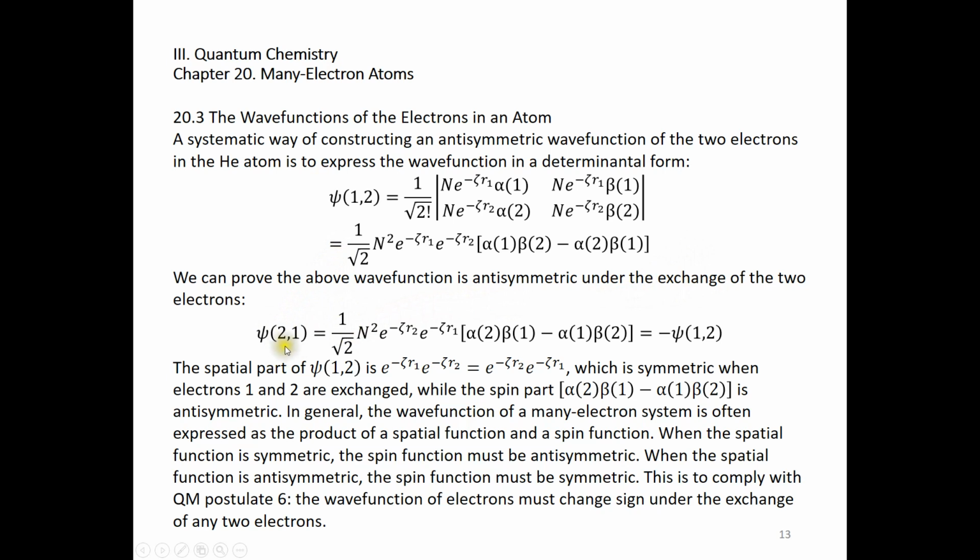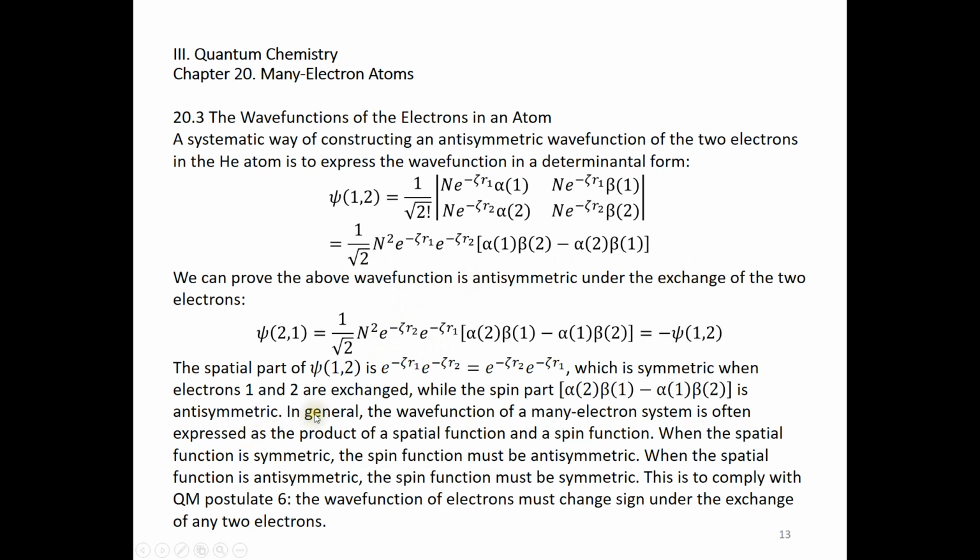We simply look at psi of 2 and 1 versus psi of 1 and 2. So over here, we need to replace every 1 with 2, every 2 with 1 from this equation. So R1 becomes R2, R2 becomes R1. Alpha 1 becomes alpha 2, beta 2 becomes beta 1, etc. Now we can see this part remains unchanged. The spin part, well, changes sign. So we proved that this wave function is anti-symmetric.